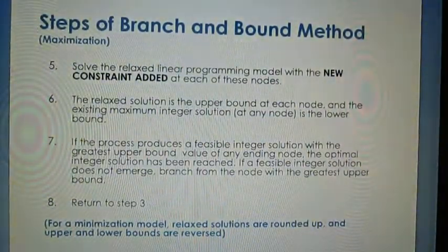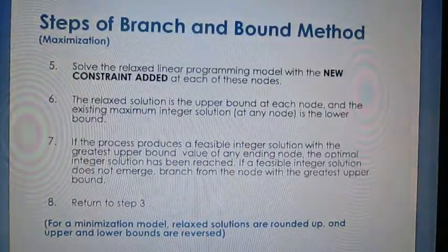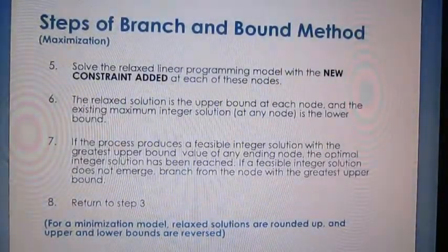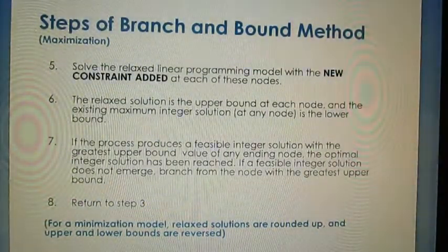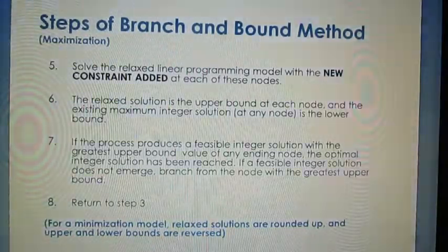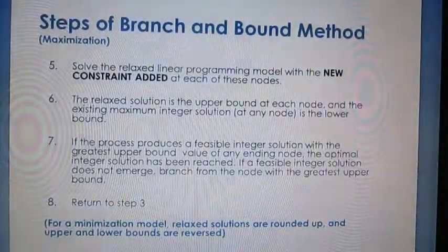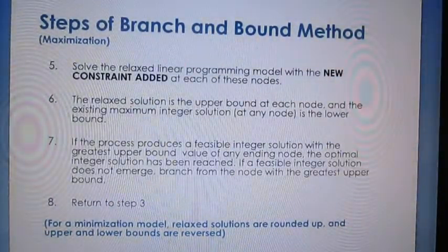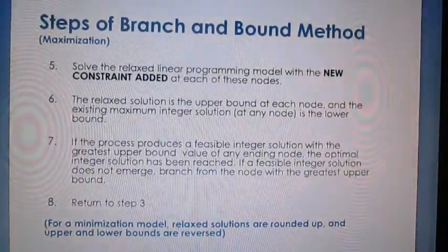Number 6. The relaxed solution is the upper bound at each node, and the existing maximum integer solution at any node is the lower bound. Number 7. If the process produces a feasible integer solution with the greatest upper bound value of any ending node, the optimal integer solution has been reached. If a feasible integer solution does not emerge, branch from the node with the greatest upper bound. Last step, return to step 3 if the feasible integer solution does not emerge. For a minimization model, relaxed solutions are rounded up, and upper and lower bounds are reversed.